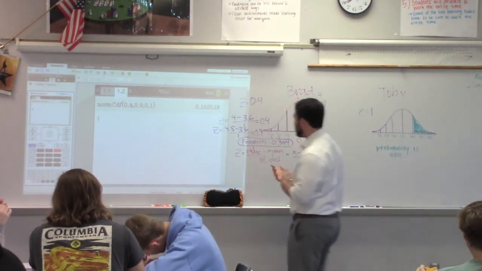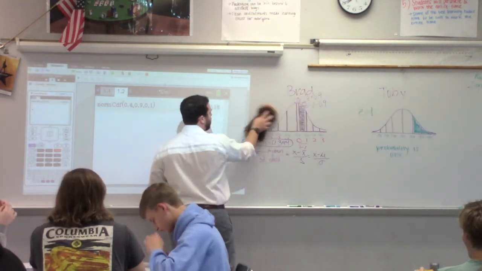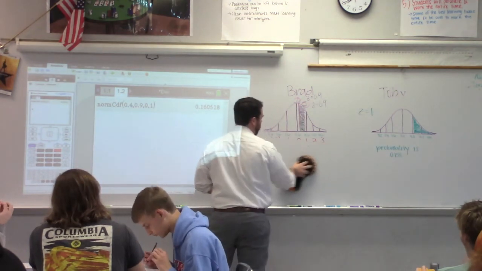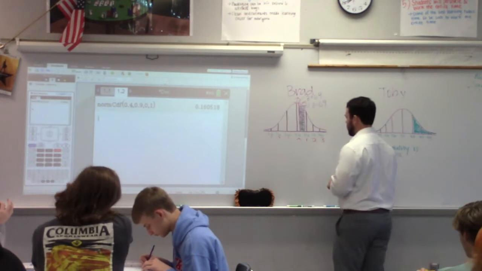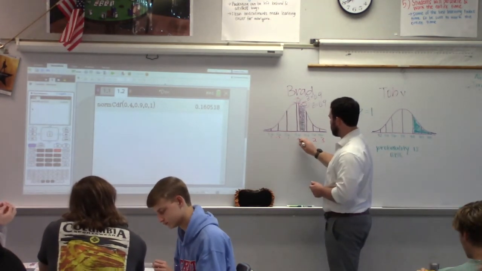Because here's the thing, I'm going to ask you to use both the table and the calculator. Brantley, did you have a question before we get to the table part? Yes. What's your question? How do you know when you change the upper bound or lower bound?